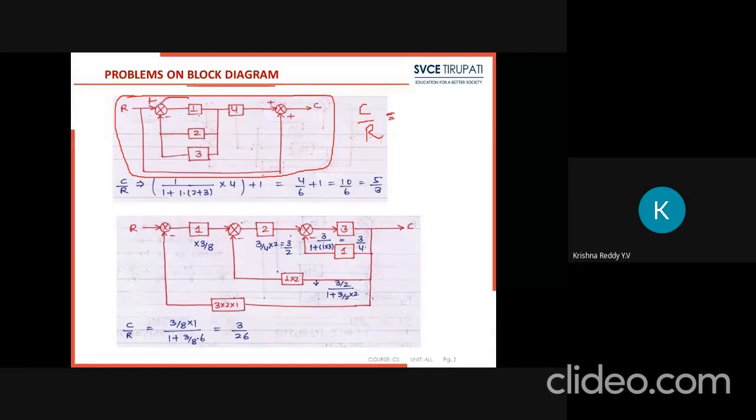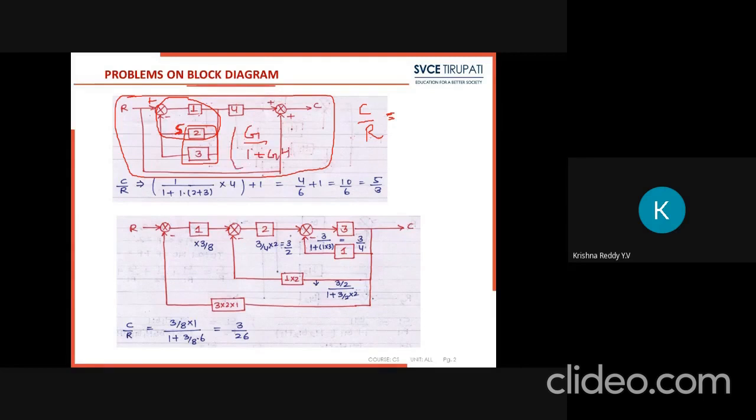If you are seeing these gain blocks 1 and 2, first of all see that blocks 2 and 3 are connected in parallel. That's why it is 2 plus 3. After that it has negative feedback with gain 5. When you are adding these two blocks, 2 plus 3, we are getting 5. After that, the forward path gain is 5 and the feedback path gain is 5. When you are simplifying this, it is G divided by 1 plus GH.